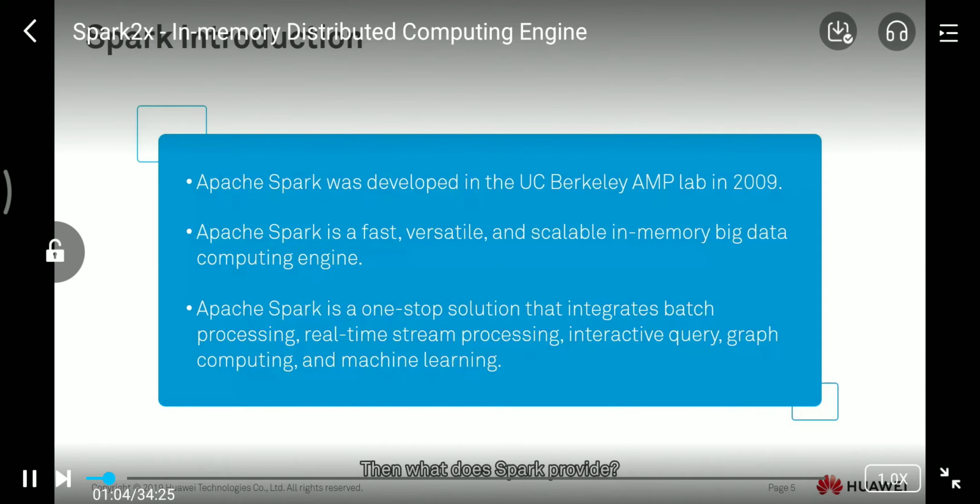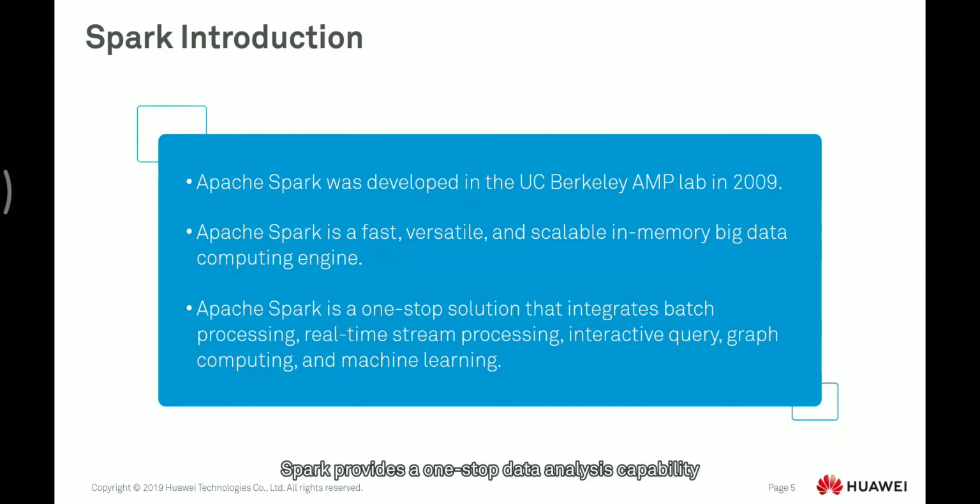Spark provides a one-stop data analysis capability and supports stream processing in small batches, offline batch processing, SQL query and data mining, graph computing, and machine learning. Users can seamlessly use these functions in an application.